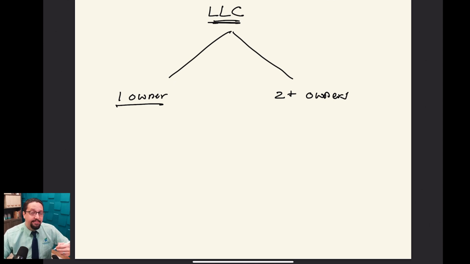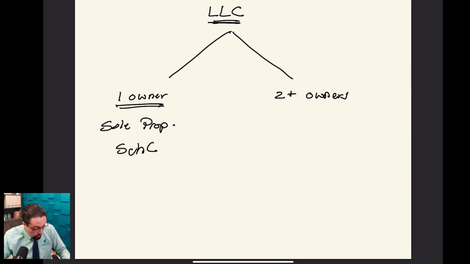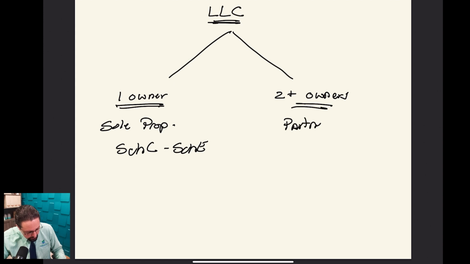If your LLC has one owner, the IRS will make an automatic designation for taxes. The IRS will automatically say that this LLC of one owner, for tax purposes, is considered a sole proprietorship and needs to file taxes under Schedule C, or Schedule E if it's rental income. If your LLC has 2 or more owners, the IRS will automatically say that this LLC of multiple owners, for tax purposes, is considered a partnership, meaning that you have to file taxes under Form 1065.